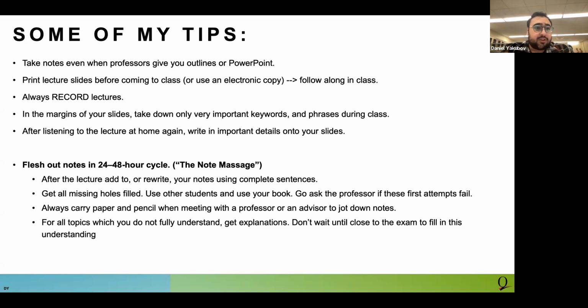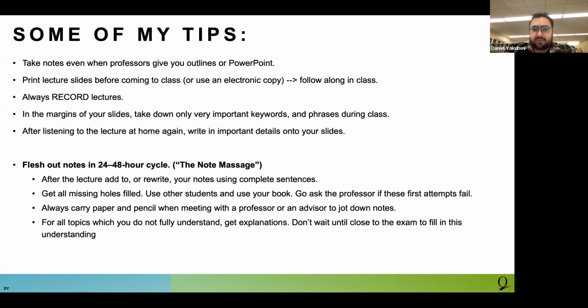On top of that, you should also be taking notes in the margins of the slides, all right? And after going to lecture, go home, re-listen to the recording, and then write in more details if need be.